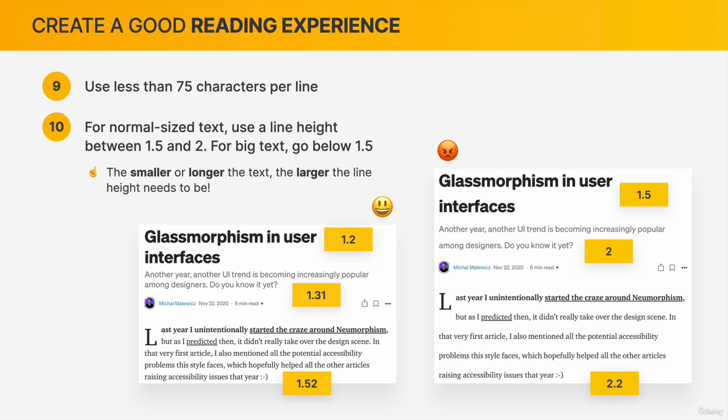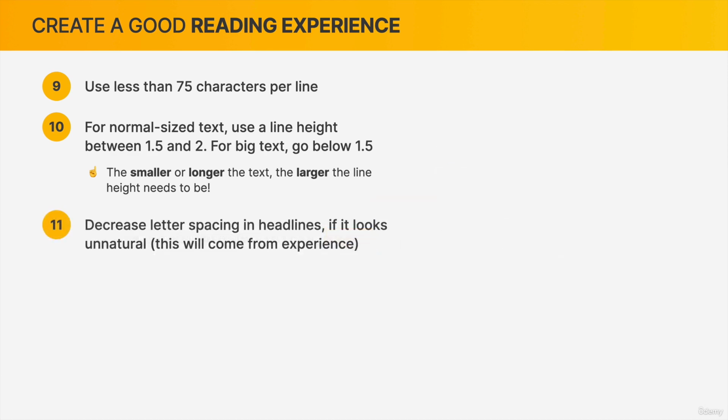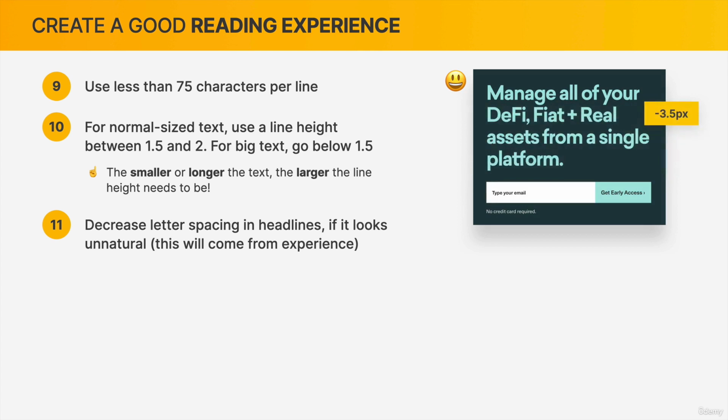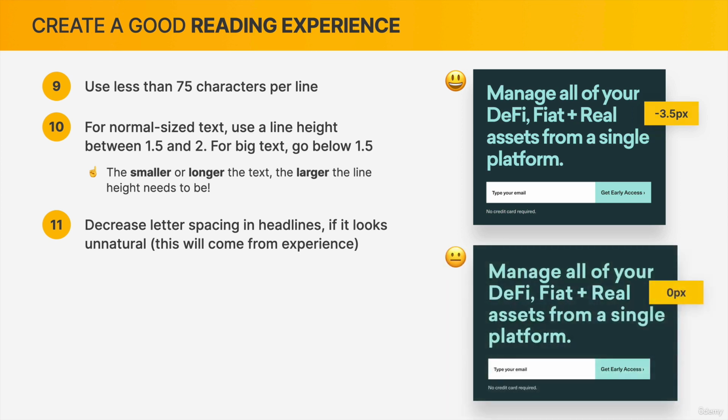Now, another nice and very subtle rule that can make a lot of difference is that if your headline kind of looks unnatural, you can try to decrease the letter spacing. What unnatural actually means will of course come from experience, but I'm going to show you a couple of examples right now and also through the rest of the course. So in this headline, for example, we have a letter spacing of minus 3.5 pixels. And if you ask me, this looks quite nice and quite natural. On the other hand, if it was just 0 pixels, so basically without us defining any letter spacing, then the letters would look kind of detached from one another.